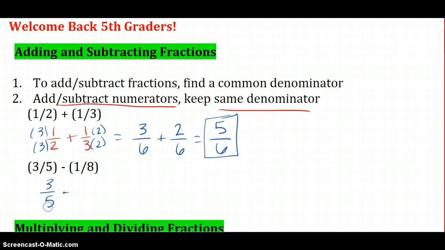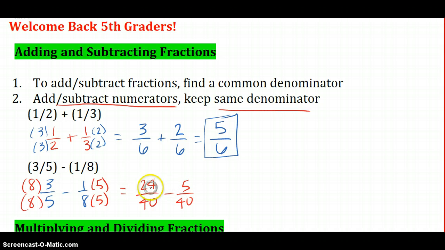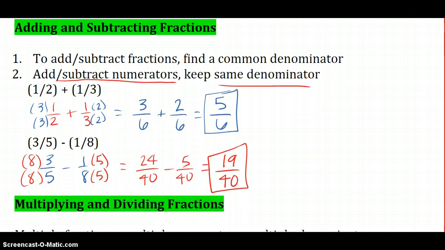Find a common denominator. So between 5 and 8, the common denominator would be 40. So multiply 8 on top and bottom over here, and on this one multiply top and bottom times 5. So you now have 24 over 40 minus 5 over 40. Subtract the numerators, 24 minus 5, 19, over, keep the same denominator, 40. So that's adding and subtracting fractions.